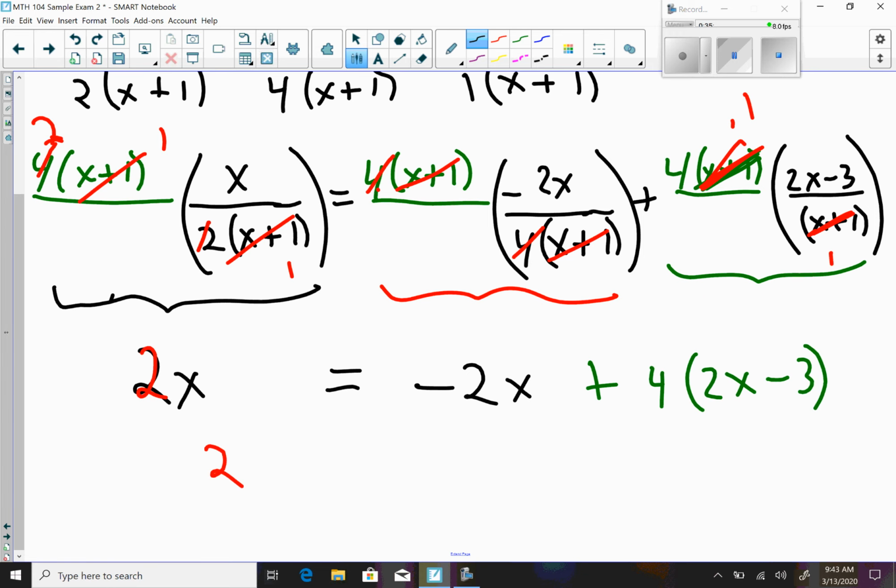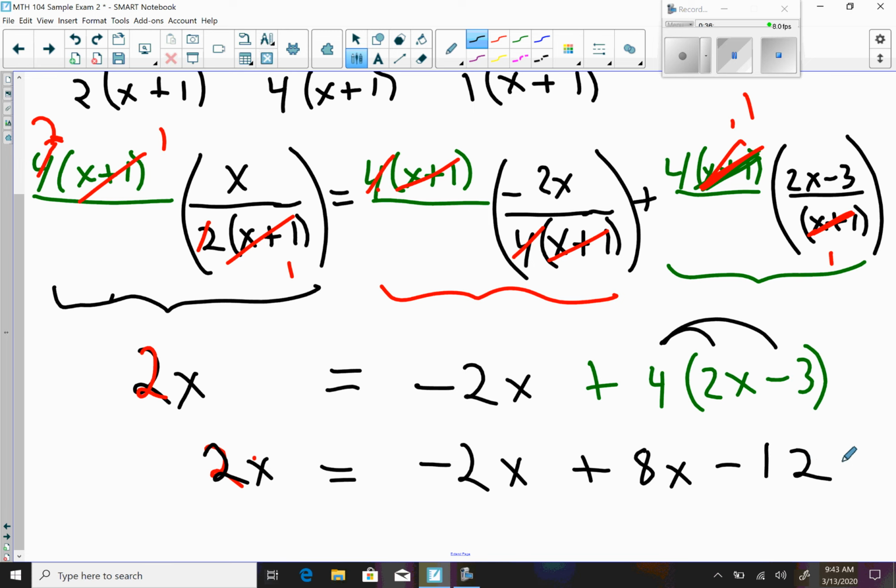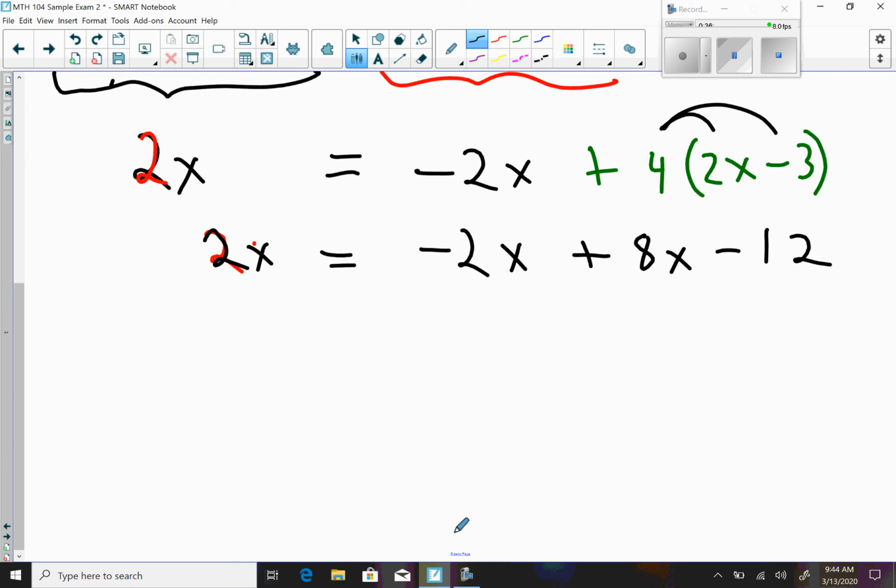Now we have 2x equals negative 2x plus 4 times 2x is 8x. 4 times negative 3 is negative 12. This is not a quadratic equation.